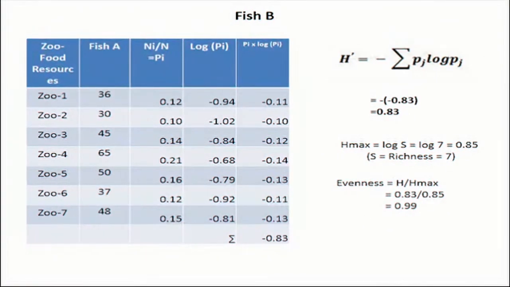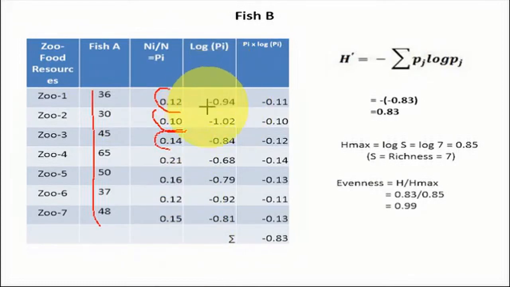We can follow the same procedure in the case of fish B. Here you can see the items, the abundance is higher than the previous table, that is fish A. So how it behaves, you can see there. Similar way we can follow. The total number is divided by the individual number, that is 0.12, 0.10, 0.14, like this. So the fractions are again converted to log values.